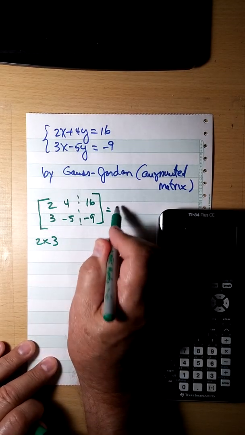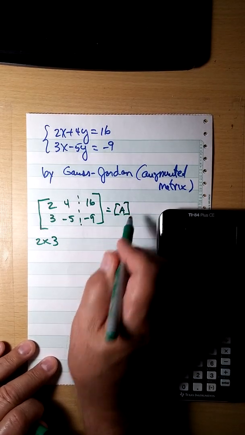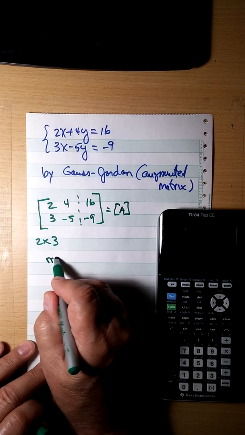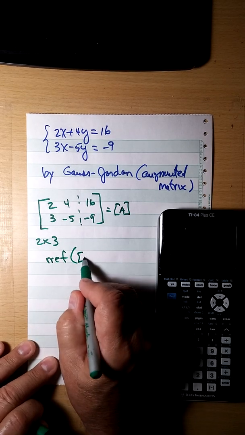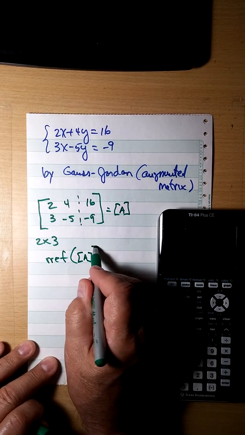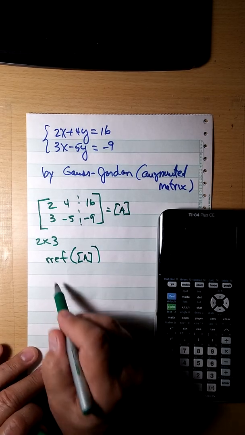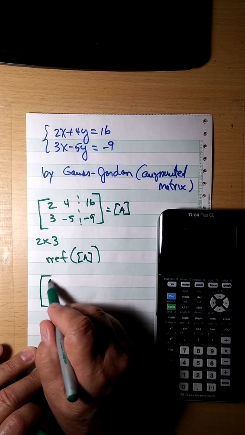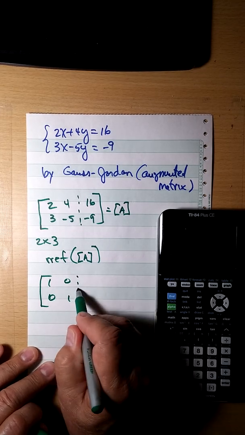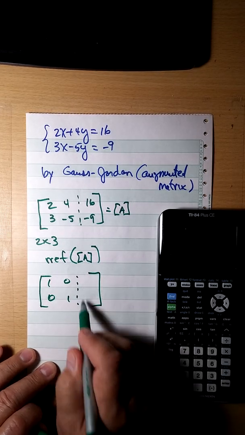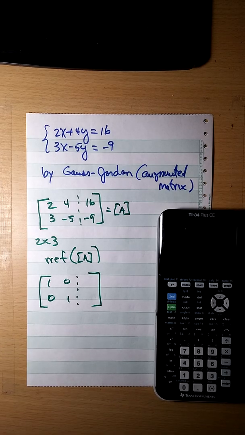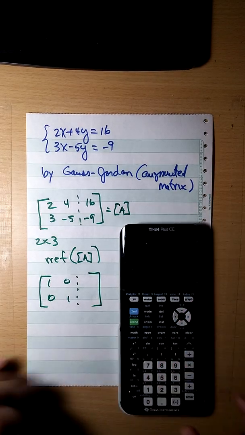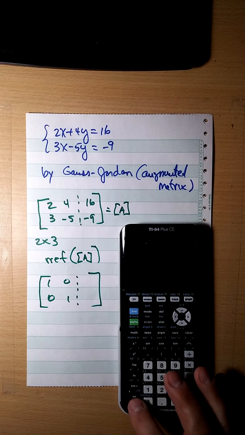We're going to call this A, by the way, and use RREF with that matrix A. And I can predict what part of that's going to be because I know what RREF, row reduced echelon form, means: 1, 0, 0, 1. And over here will be the answers. So let's put that in and see what happens.